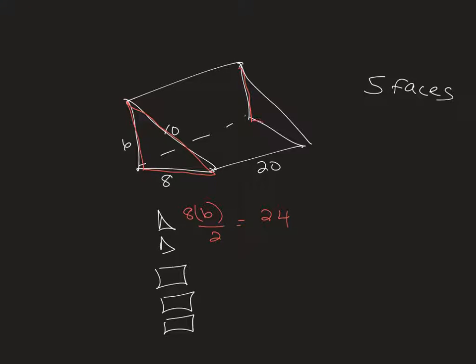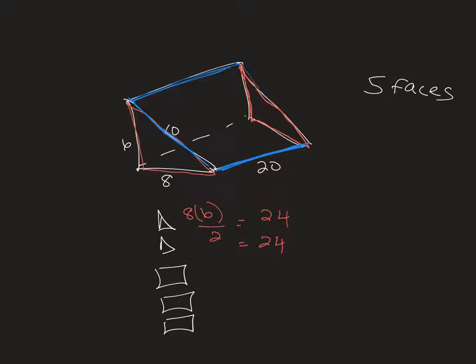Now the triangle in the back is going to be exactly the same. So your 2 triangles are both going to have a measurement of 24. Now we're going to find the area of the 3 rectangles. So I have this one that's kind of on the right side. It would have a base of 20 and a height of 10.